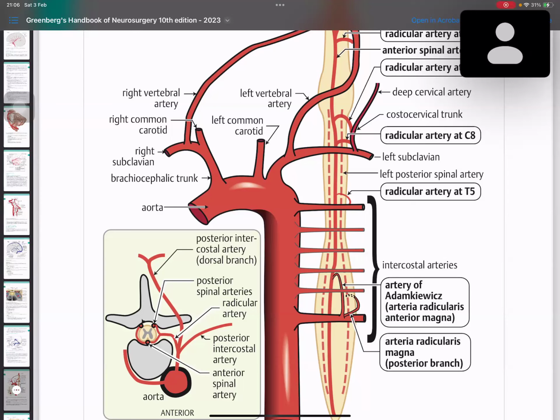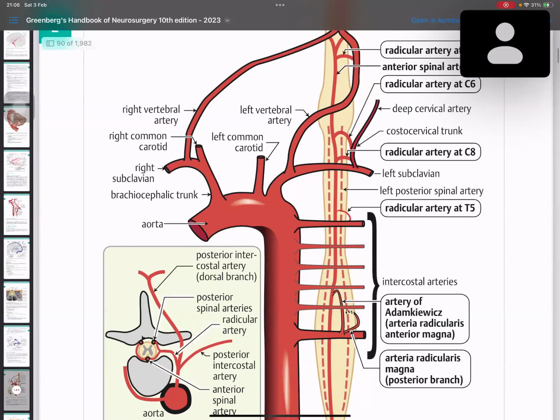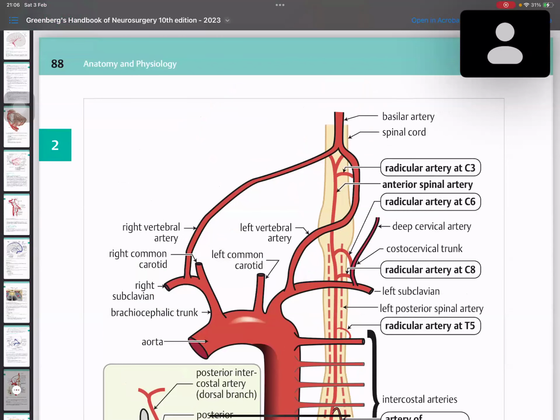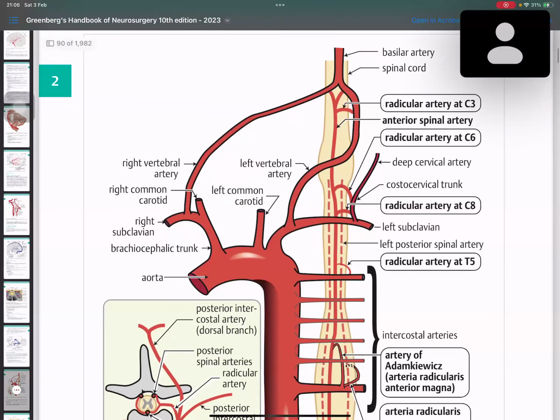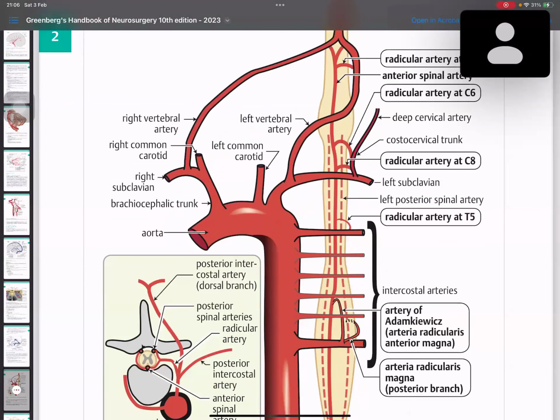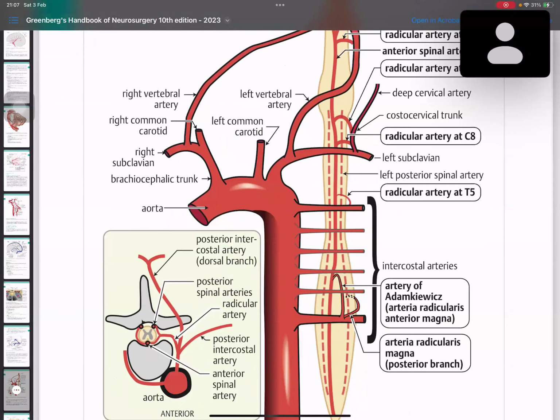We then have the posterior spinal arteries, which, like I said, can come from the vertebral arteries, but sometimes come from the PICA. They are not median and don't join, so they remain lateral, posteriorly, and vascularize the whole spinal cord. There are very nice and complex anastomotic mechanisms which divide the vascularization of the spinal cord into anterior, posterior, and the pial vascularization.